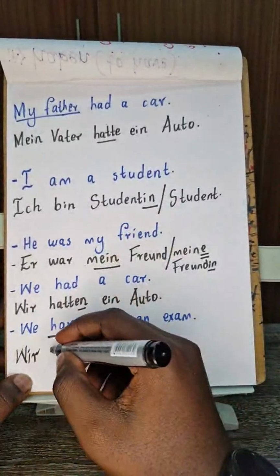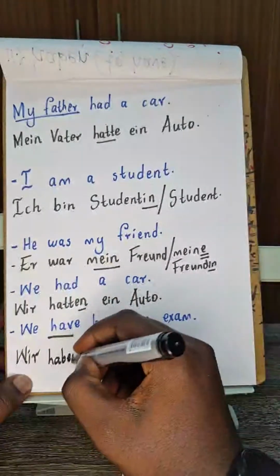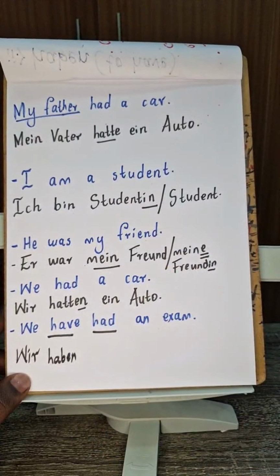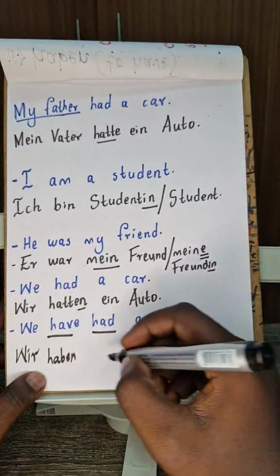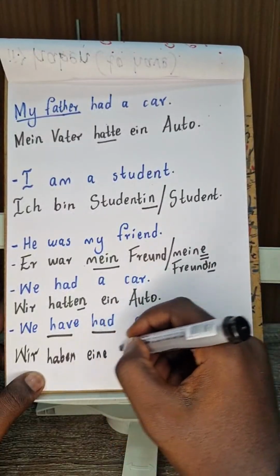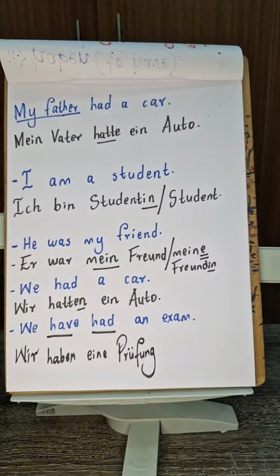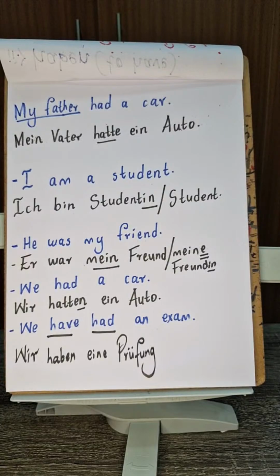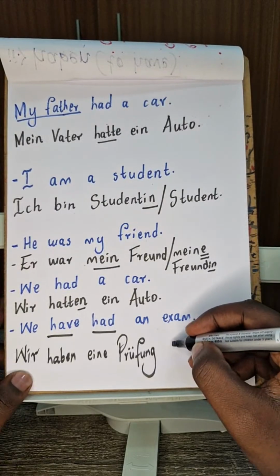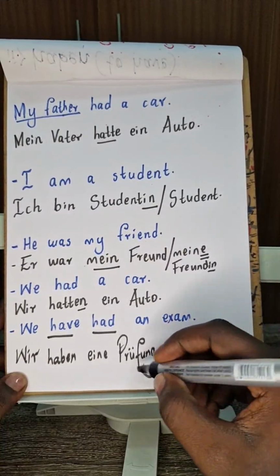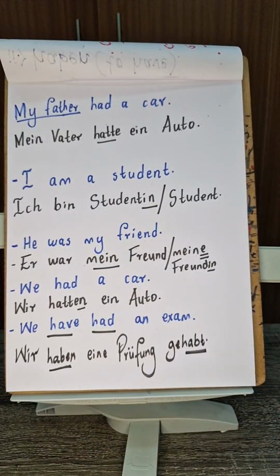The answer you've given us is wir, and then haben, right? Wir haben, and then you said ein Auto. Wir haben ein Auto, sorry, eine Prüfung gehabt. Wir haben eine Prüfung, right? Now you could use Prüfung or Examen, right? Wir haben eine Prüfung, and then at the end, now we have gehabt. Wir haben eine Prüfung gehabt. We have had an exam, right?